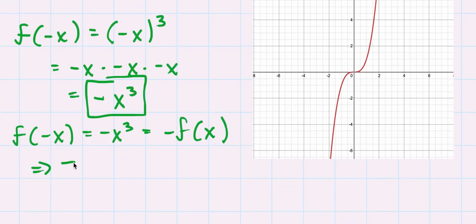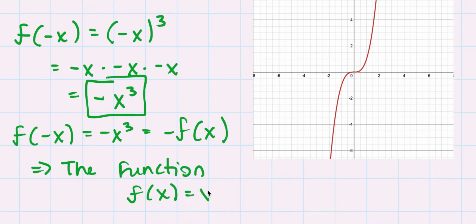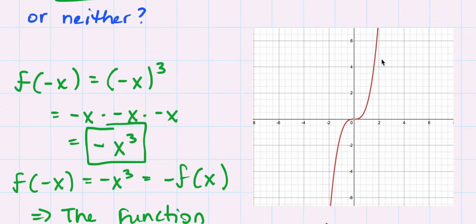This implies the function f of x equal to x cubed is odd. And like I said before, we could also just graph it, and we would see that the graph is odd because it's symmetric about the origin. So whatever is here, rotate it and put it down here, you can see that I would get the same thing.